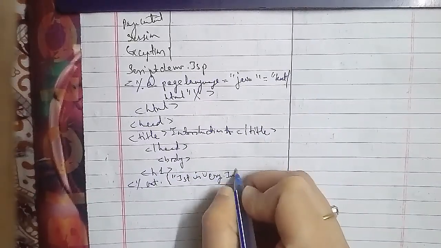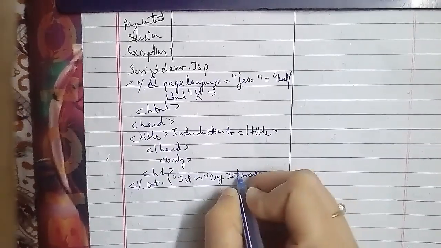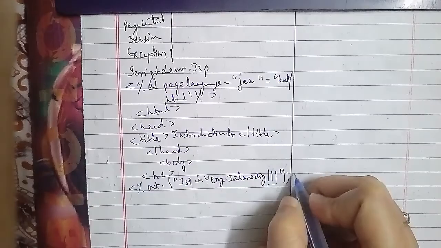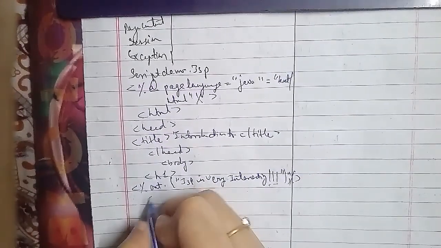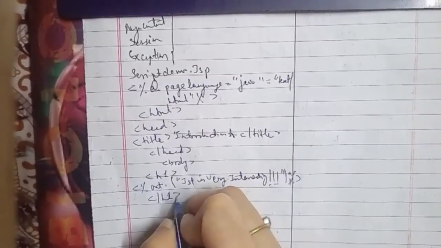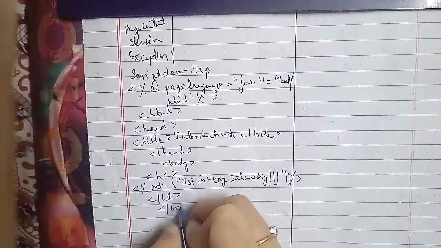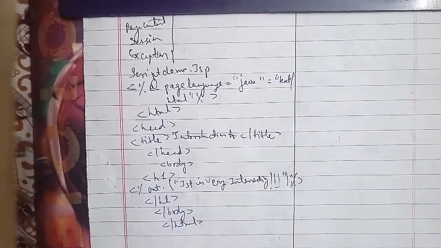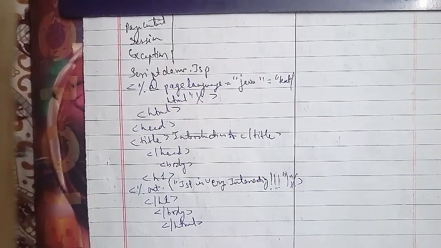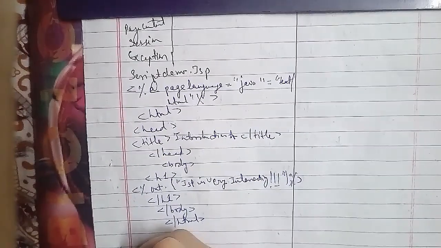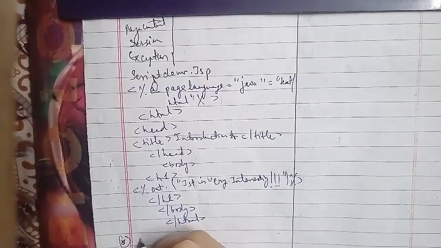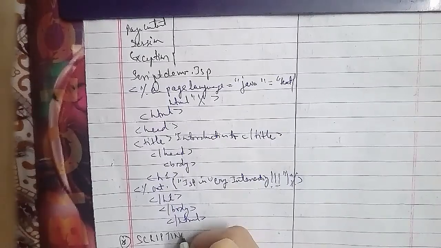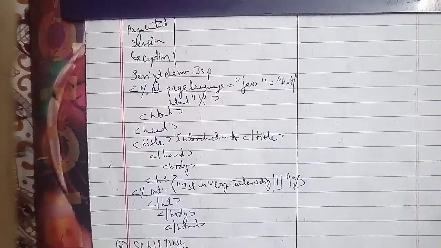Now we'll talk about scripting. In the case of scripting, they can ask you what a scriptlet is and to explain it with a suitable example. You have to understand that the code that appears between the <% and %> tags is called a scriptlet, and scriptlets are nothing but Java code enclosed within these two tags.